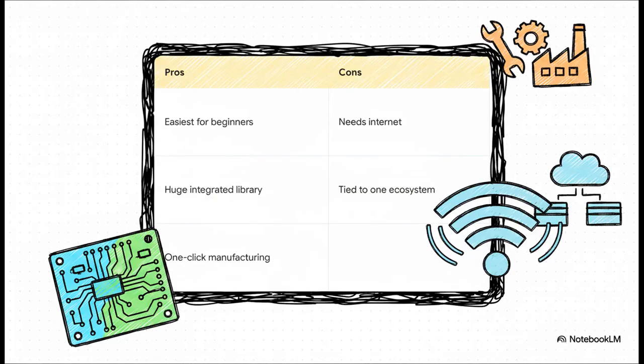The pros: it's the simplest way to start. You get a huge library of parts, and you can literally order your board with one click. The catch: you've got to have an internet connection, and yeah, you're kind of playing in one company's sandbox. But honestly, for your very first board, this is the path of least resistance from an idea in your head to a physical circuit board in your hand.